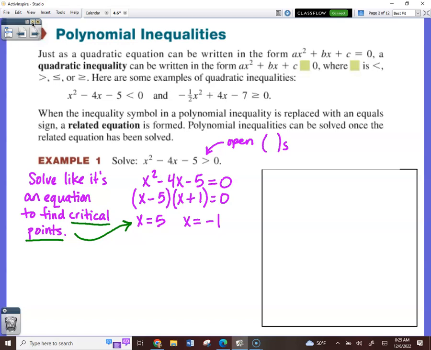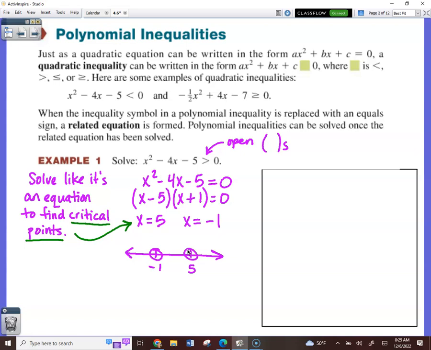So then the idea is you draw a number line, you plot these numbers on your number line as your critical points. Put them in the correct order, obviously. So -1, 5. We have open circles to remind me that I'm doing parentheses. And it's a good old-fashioned test a number from each section and then see where it's true. And where it's true, you shade.